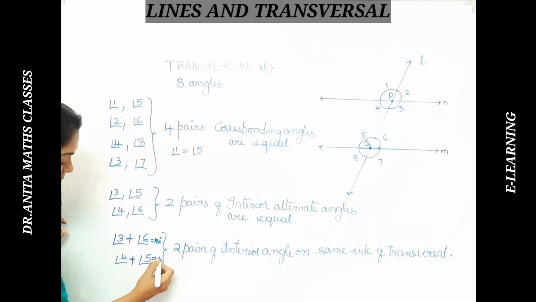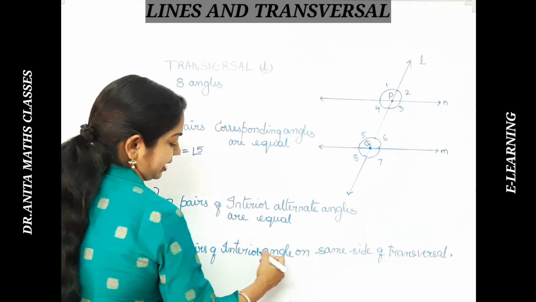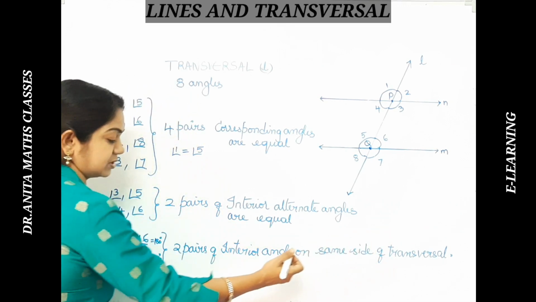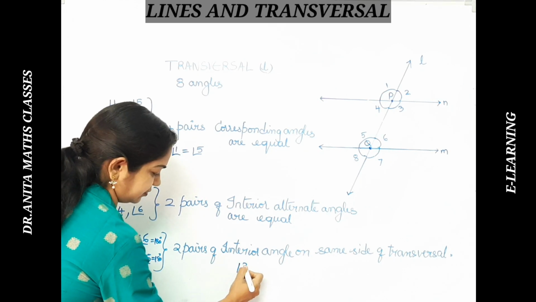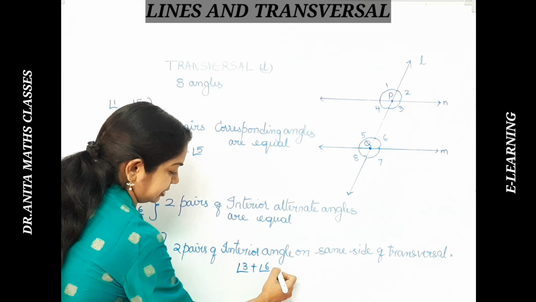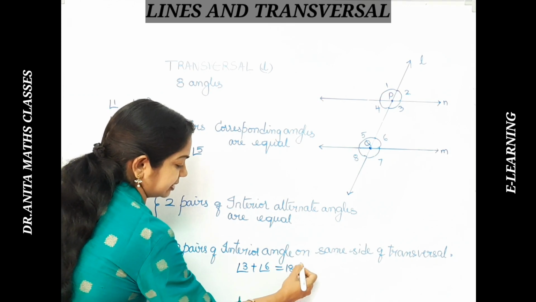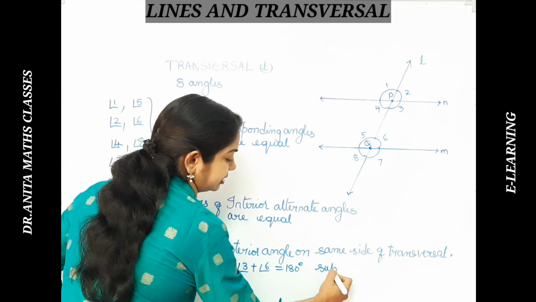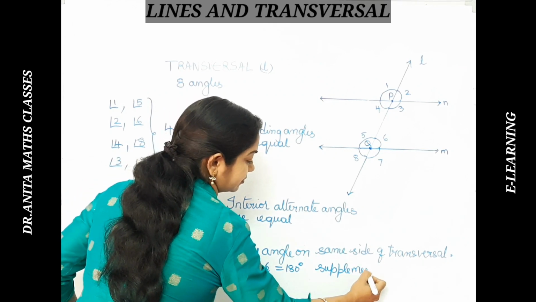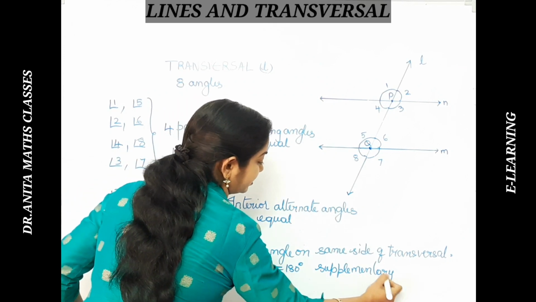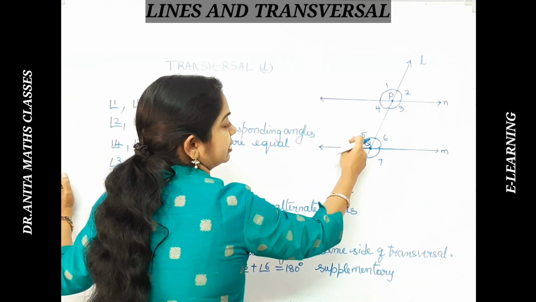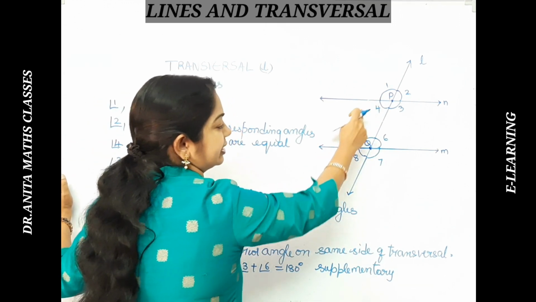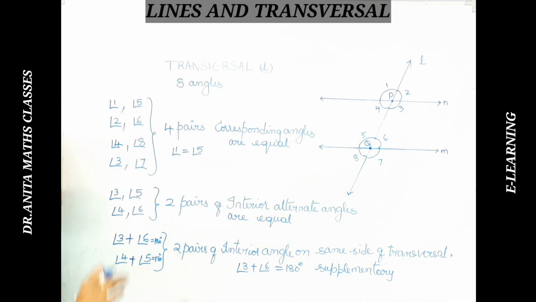So that means, I can write, two pairs of interior angles on the same side of the transversal, interior angle sum. So angle 3 plus angle 6 equals 180. That means their sum is supplementary. 180 is supplementary; complementary is 90 degrees. So 3 and 6 form supplementary angles, and 4 and 5 also form supplementary angles. If you know one angle, we can get the other angle by subtracting it from 180 degrees.